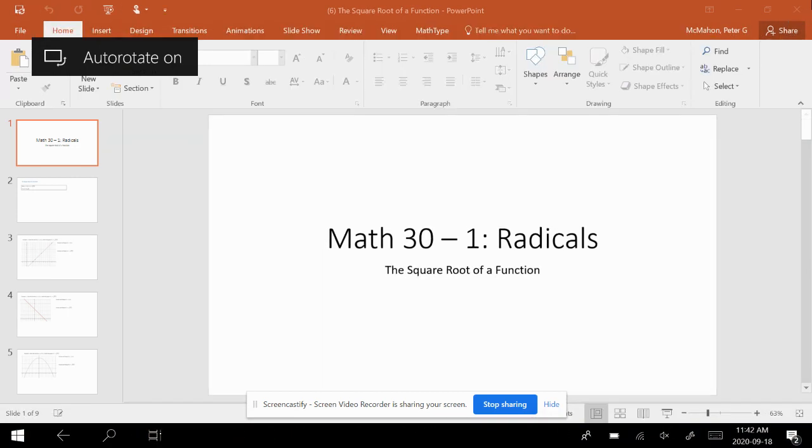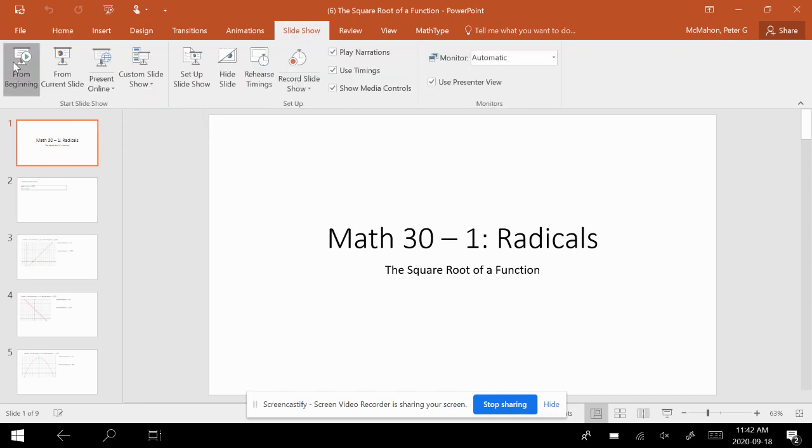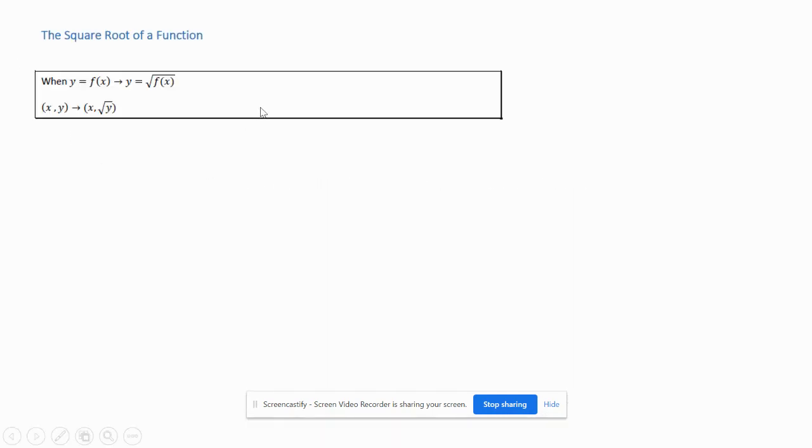Hey guys, just going to be moving on with our unit on radicals. The next topic is called square root of a function. What we're dealing with here is almost like a new form of transformation: y equals f of x becomes y equals square root of f of x. It's not really what we call a transformation, but we do have corresponding mapping notation for this.